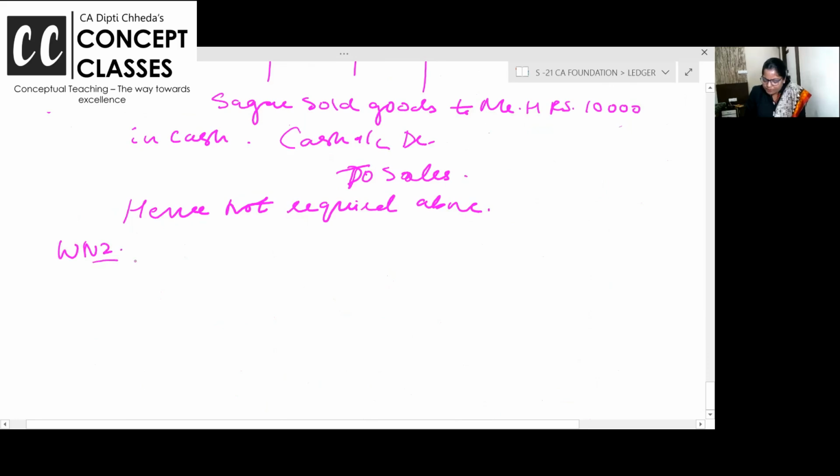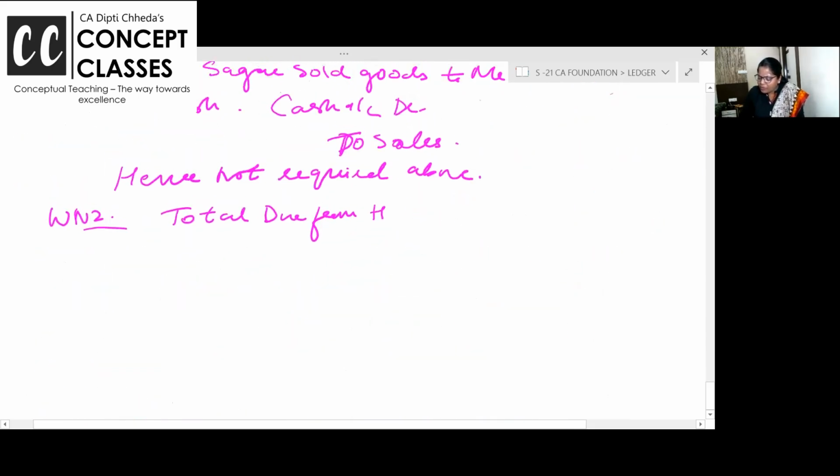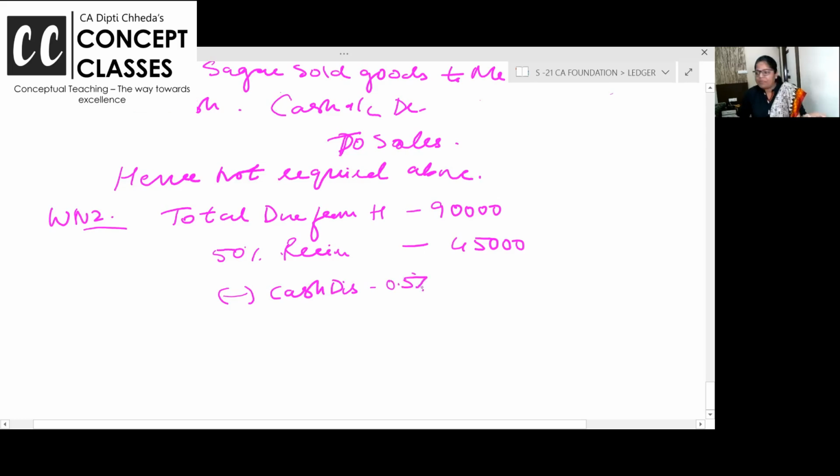Working note 2. Total due from H. Calculate how much H owes: 40, 50, 60, 70, 80, 90. Total due from H is 90,000. 50% received. So how much received? 45,000. In that we have given him cash discount 0.5%. How much does it come to? 45,000 into 0.5% comes to 225.